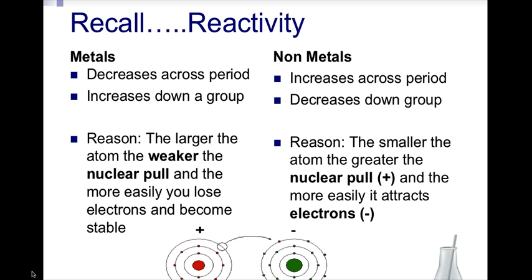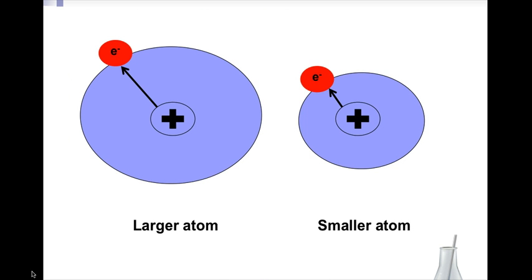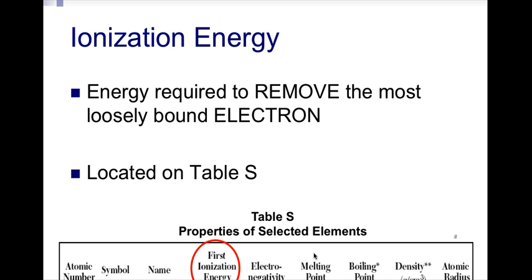The reason is the atom is smaller, and therefore there's a greater pull on the positive and much more attraction to the electrons. So with a larger atom, we've got all this distance we have to cover between the charge of the negative and the positive, therefore it becomes weaker. With a smaller atom, the distance to cover is much smaller, therefore there's a greater attraction.